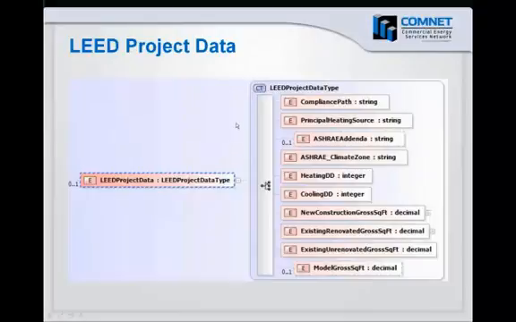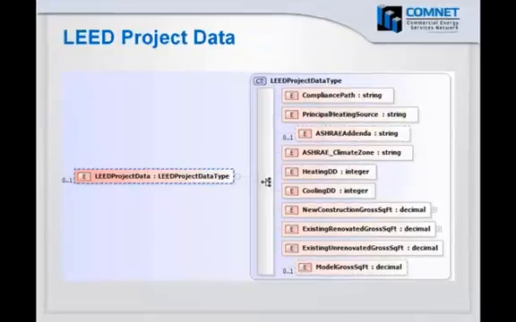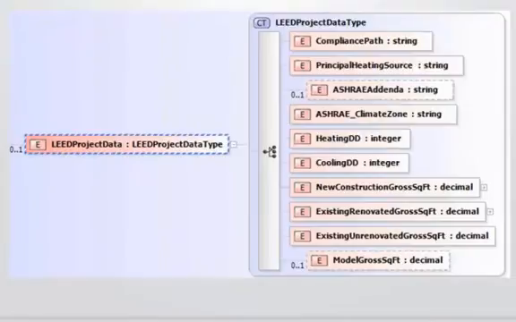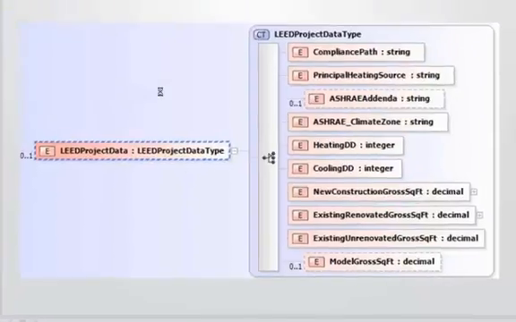The lead project data, as I mentioned, these are specific things that are required for the lead reporting, the compliance report, things that we don't necessarily use for other purposes, such as reporting heating degree days, cooling degree days, the ASHRAE climate zone. One thing that's also defined in lead is they differentiate new construction versus any existing renovated or unrenovated area, so we can make that differentiation.